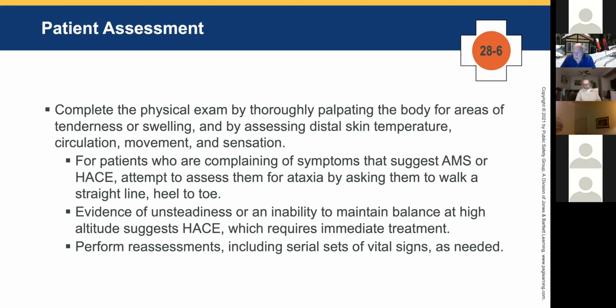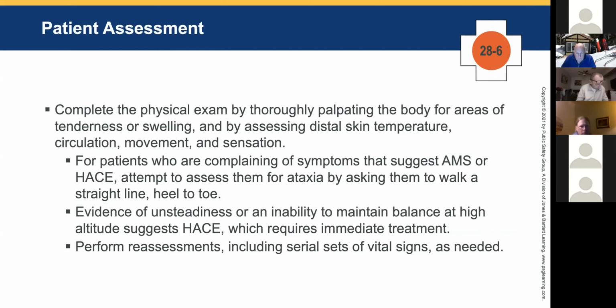Who wants to give me the definition of ataxia? Come on, you guys read it? It's a loss of the control of your body movements. Okay, sounds good to me. Did read it, that's great.